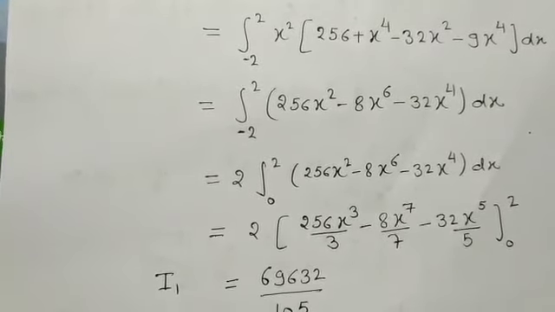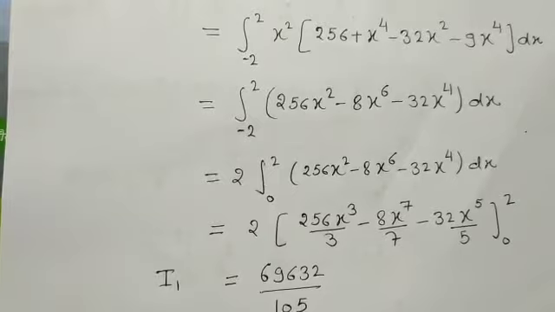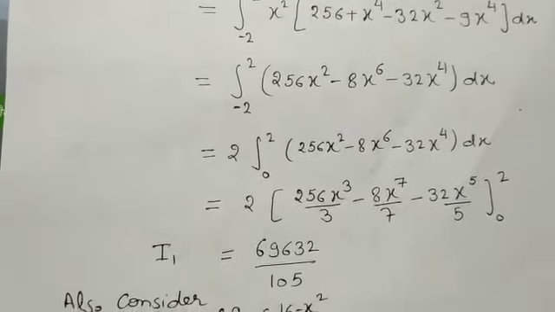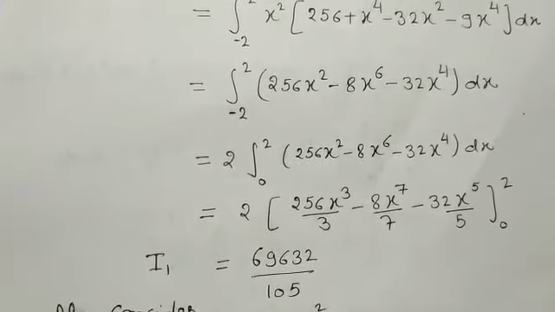And you put in the limits 2 and 0. When you put in the upper limit 2, you get some value, and when you put in 0, you get this value, and finally you get the integration I1 equal to this one.